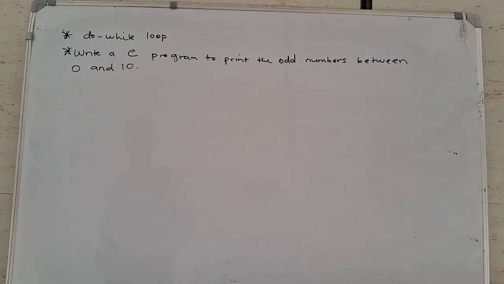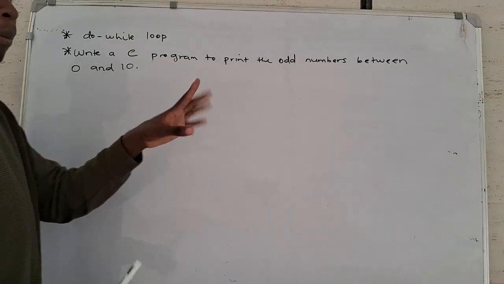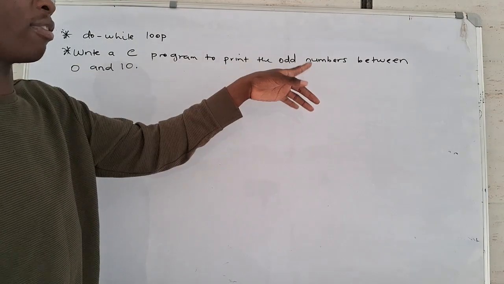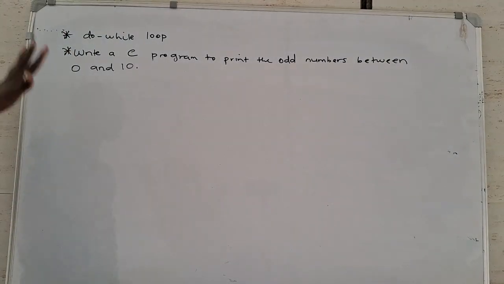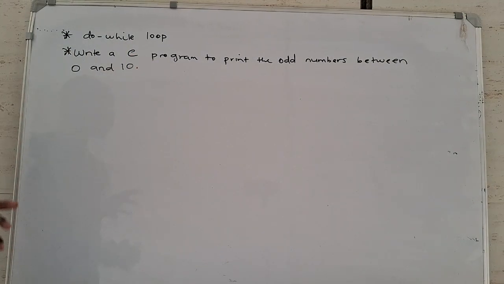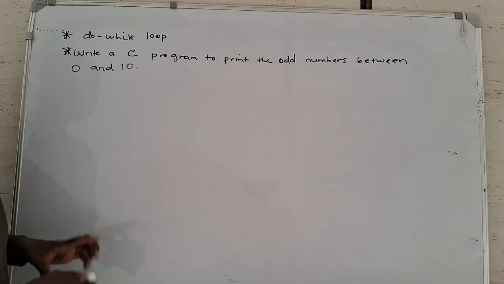Okay. Now we want to print the odd numbers between 0 and 10. This is the problem now. In the previous program, we managed to print the even numbers between 0 and 10 using the do while loop. Now we want to print the odd numbers between 0 and 10 using the do while loop.